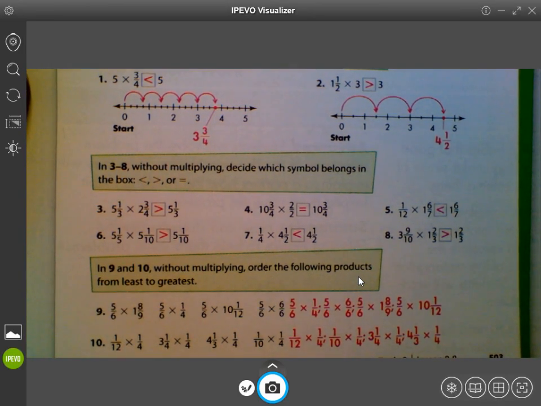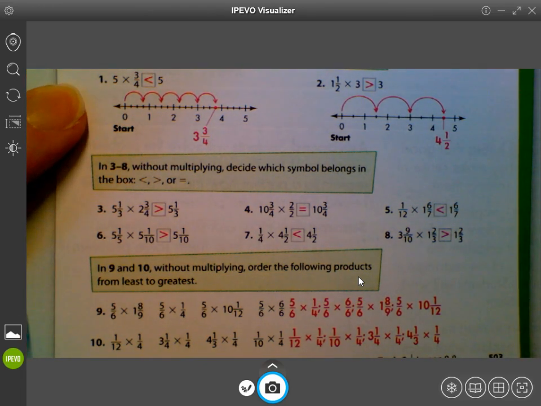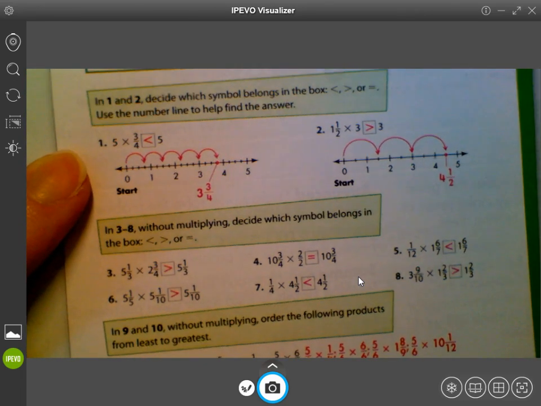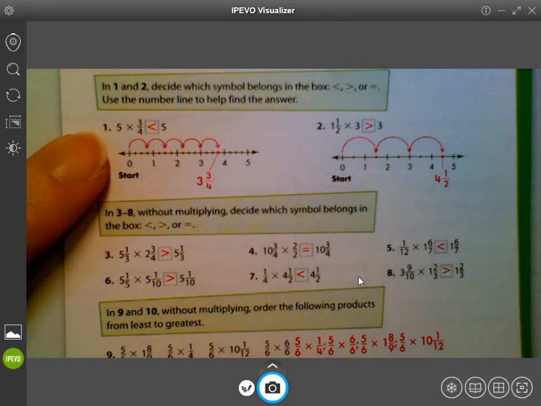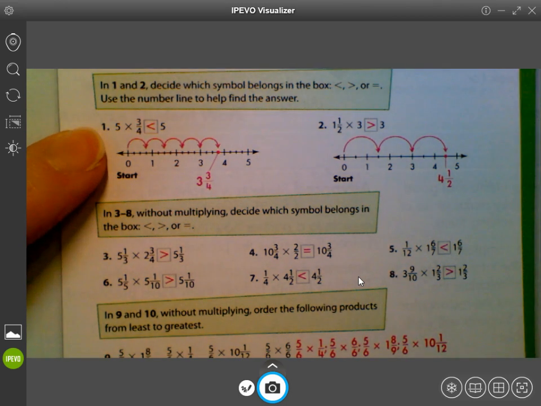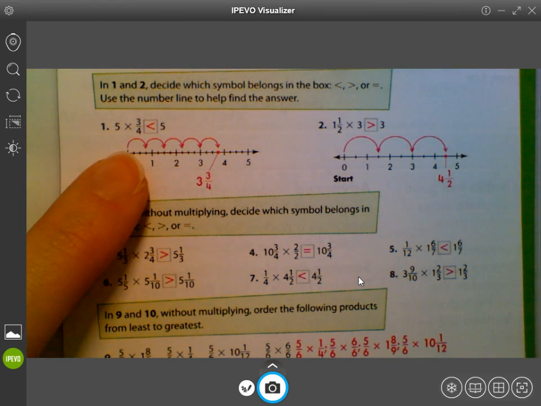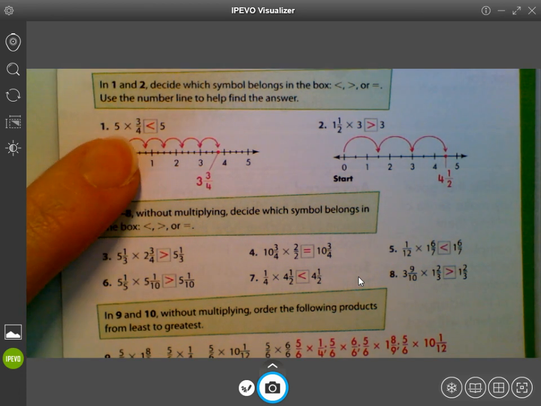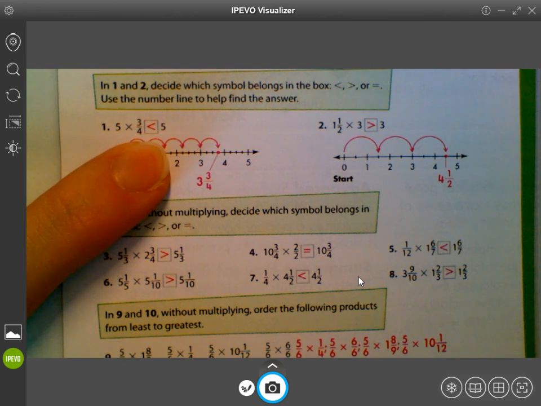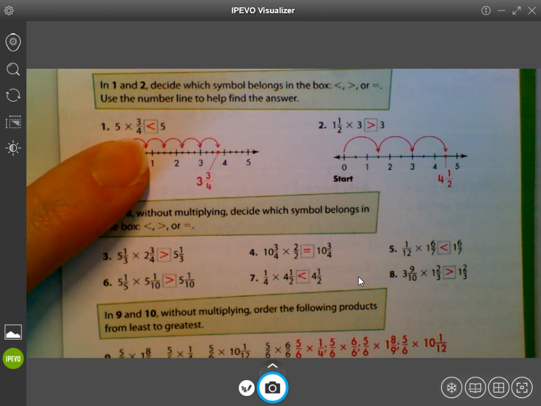503. So let's look at number 1, and then I'll scroll down so you can see the bottom ones better. Number 1 said if you wanted to, you could use the number line to help you, but you didn't have to. If we take 5 and multiply it by 3/4, that would be less than 5 because 3/4 is less than 1. So the answer would be less than the whole number 5. Are there questions on number 1? How do we feel about number 1? Do we feel good? Good.